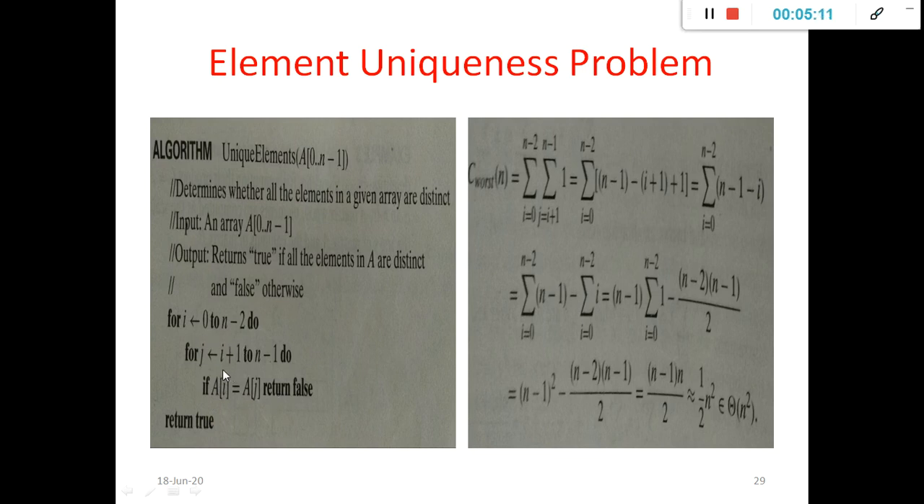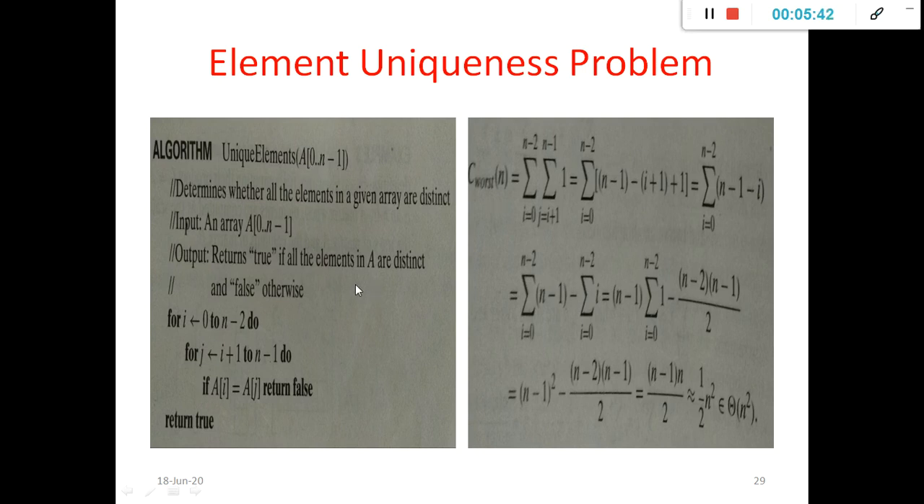If no array elements are identical, finally you have to return the value true. This is a simple code for the element uniqueness problem. Then, as per the steps we have followed in the mathematical analysis of non-recursive algorithms, first you have to identify the input size of this given algorithm. Here n is the input size for this algorithm, and n represents the number of elements in the given array.